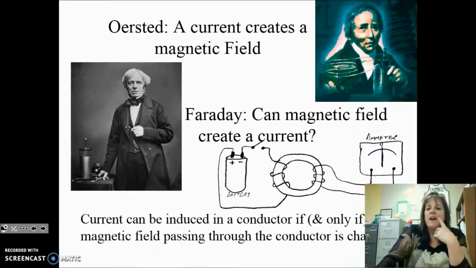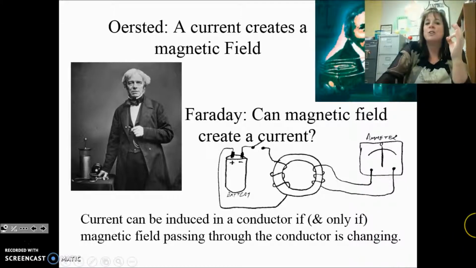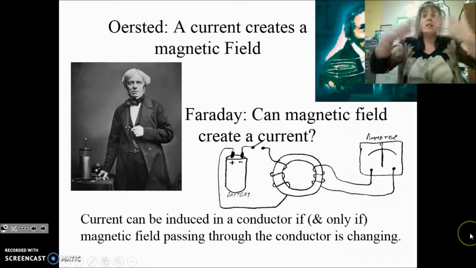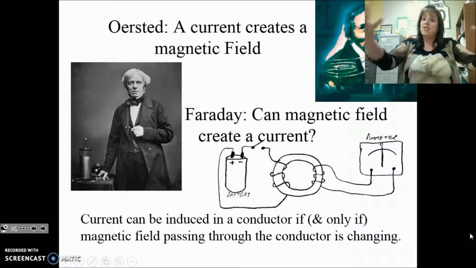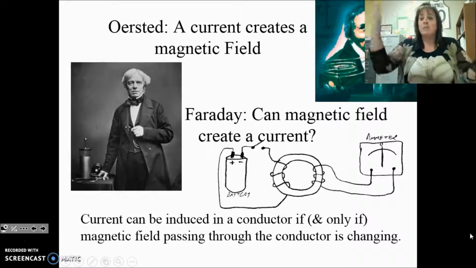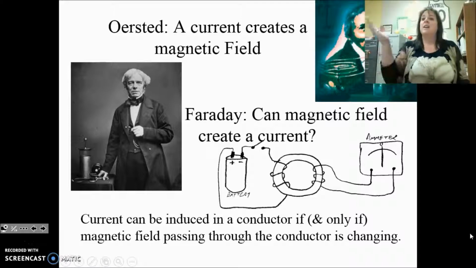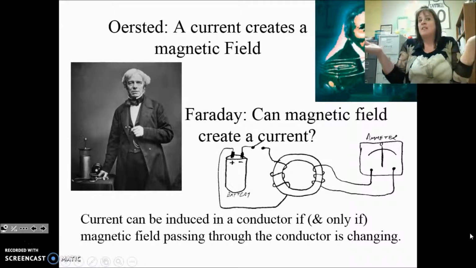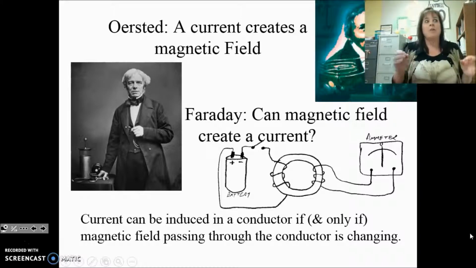So what he found was that current could be induced in a conductor if, and only if, the magnetic field passing through the conductor was changing. So by the process of closing the switch, I suddenly start the flow of current, so that generates a magnetic field from 0 to a magnetic field. And in opening the switch, I had a magnetic field, and now that magnetic field goes away. So I can induce current, but the only way to do that is if I change the amount of magnetic field.